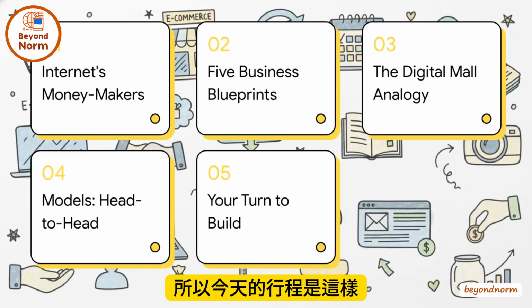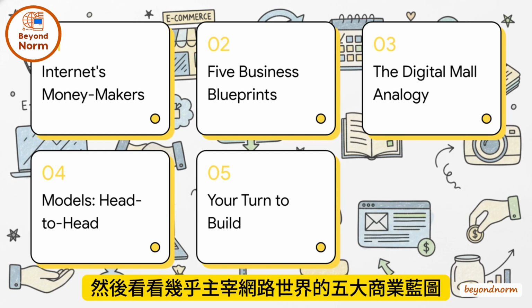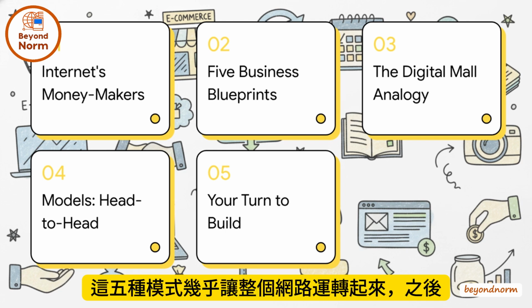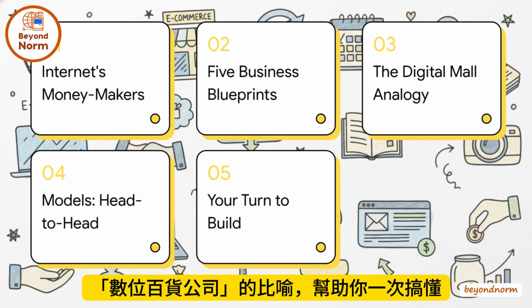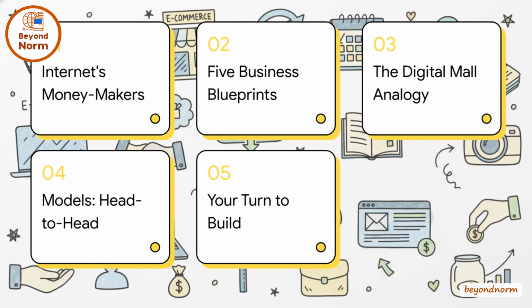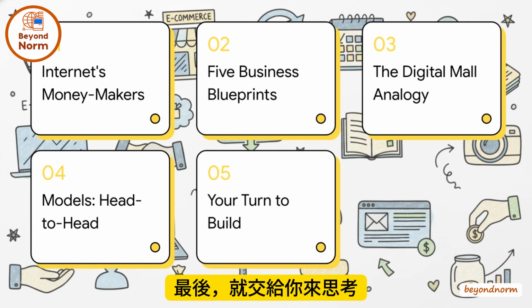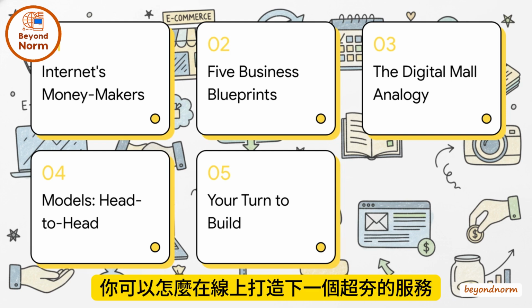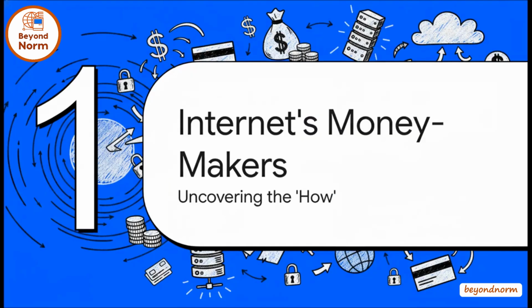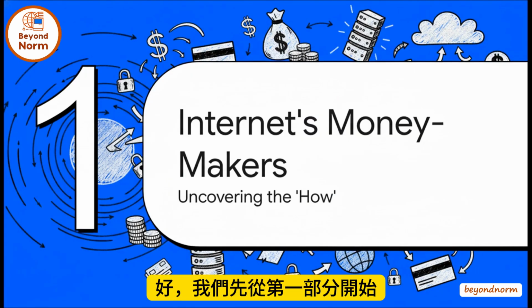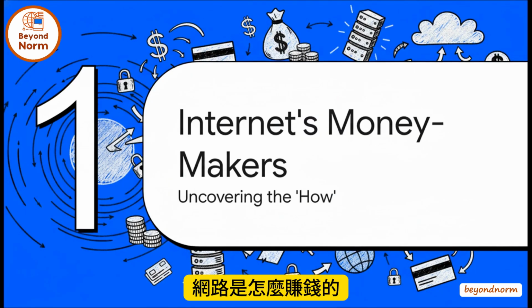So, here's our game plan for today. We're going to start with the basics, then jump into the 5 main blueprints that basically run the web. After that, I've got a simple digital mall analogy to help it all click. Then we'll put them head to head. And finally, I'm going to turn it over to you to think about how you might build the next big thing online. All right, let's kick things off with section 1, the internet's moneymakers.